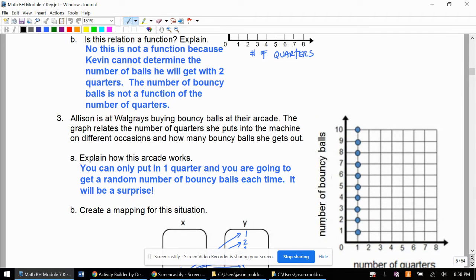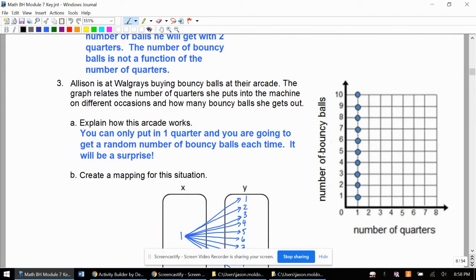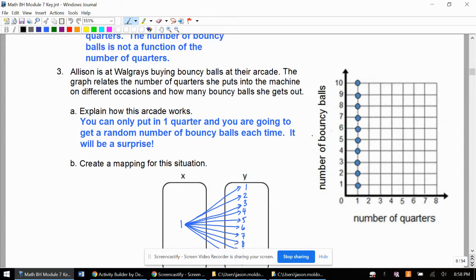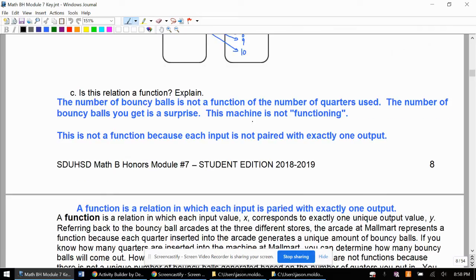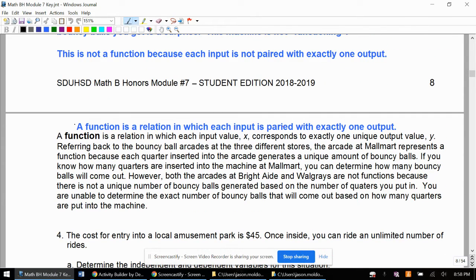In fact, if you look at this one and you look at this one, you start to see the issue. And the issue is that the input of two has two different outputs. There's a fork. And the same thing happens here. An input of one has, well, I suppose, infinitely many outputs. And so when we get to the definition, and you read through a paragraph similar to this on the Desmos slide, it really comes down to this statement. A function is a relation in which each input is paired with exactly one output.